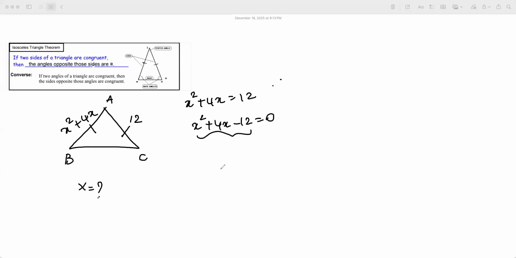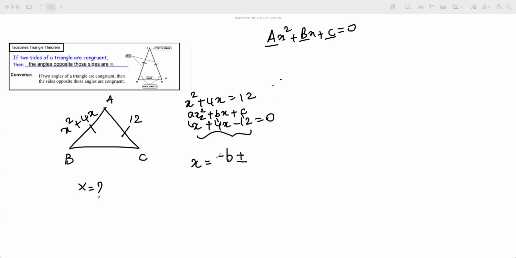This is a quadratic equation, right? How do you solve this? The standard form of a quadratic function is ax square plus bx plus c. Quadratic means the highest power of x is 2. Coefficient of x square is a, coefficient of x is b, constant term is c.